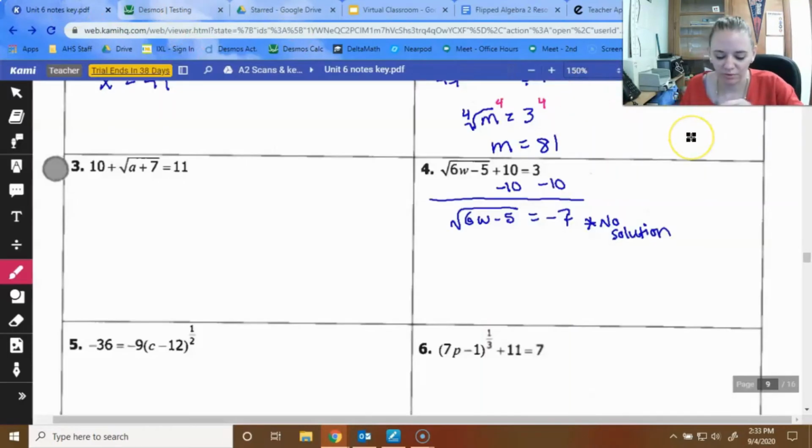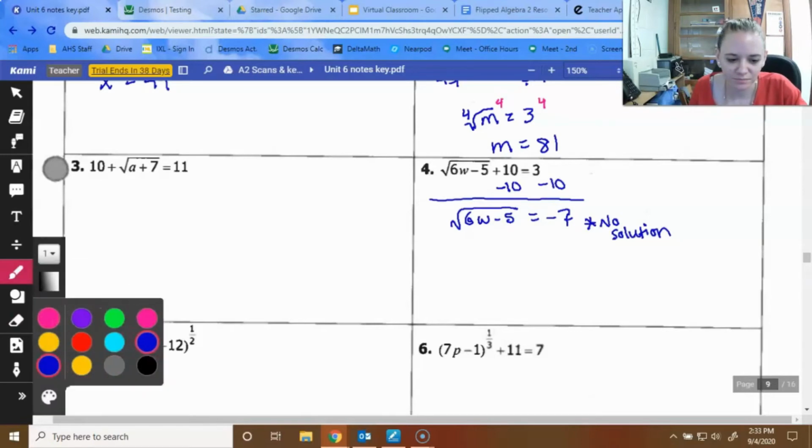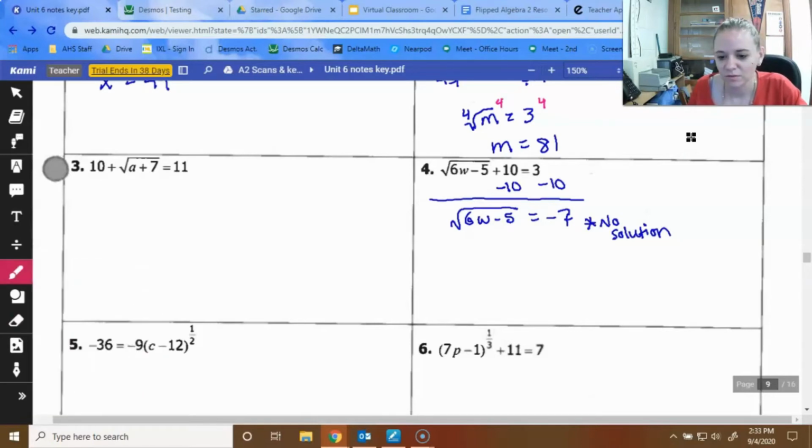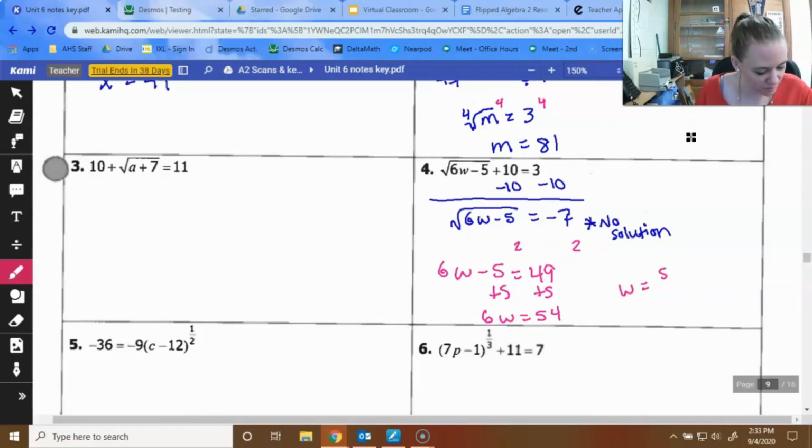Now let's hypothetically say we kept going. As a graph, it was no solution. If we kept going and raised both sides, you would square this side and square this side, and you would end up with 6w minus 5, the radical goes away, equal to negative 7 squared, which is 49. You'd add 5. 6w would equal 54, and then w would equal 54 divided by 6, which gives you 9.